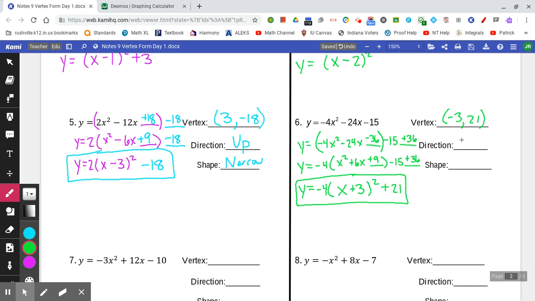My direction, the graph opens down. And the shape of this graph, I have a negative 4 out in front, which the absolute value of that is more than 1, which means that this graph is going to be more narrow than that parent graph.